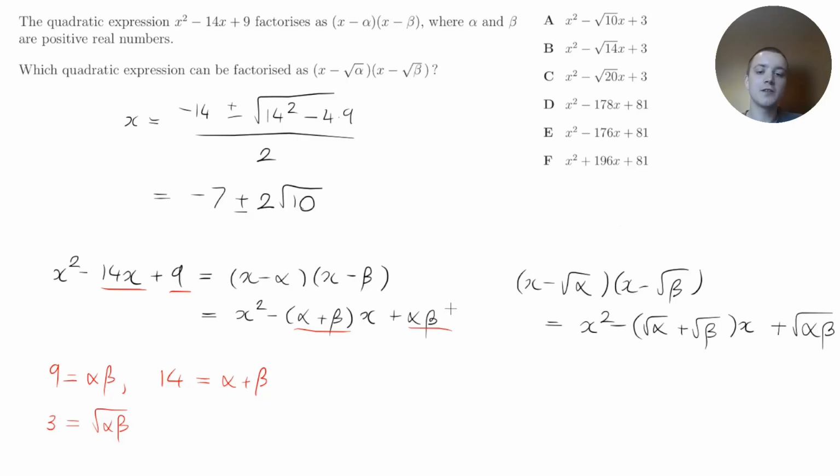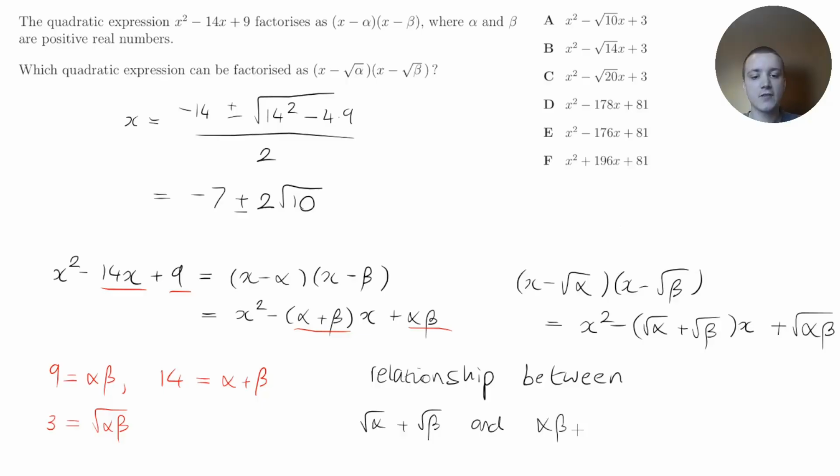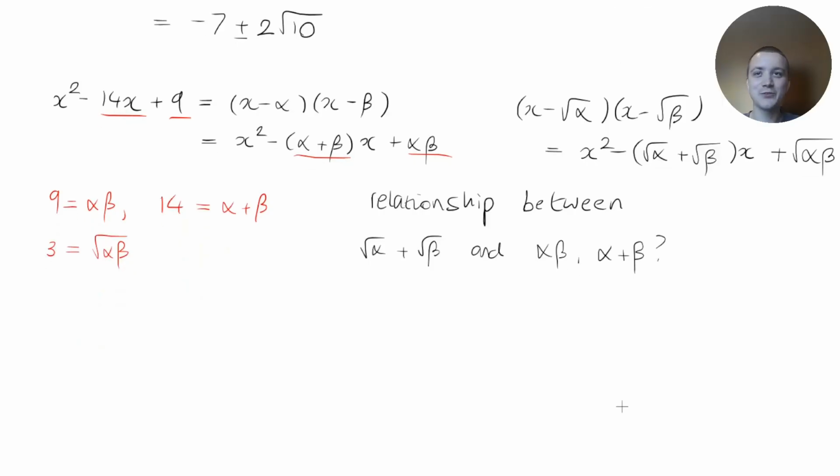Again, working with alpha and beta themselves, the roots themselves, is quite difficult. So maybe we want to think, do we have a relationship between the quantities that we know and the quantity that we want? So we want root alpha plus root beta. Do we have a relationship between that and alpha beta and alpha plus beta? And in fact, we do.